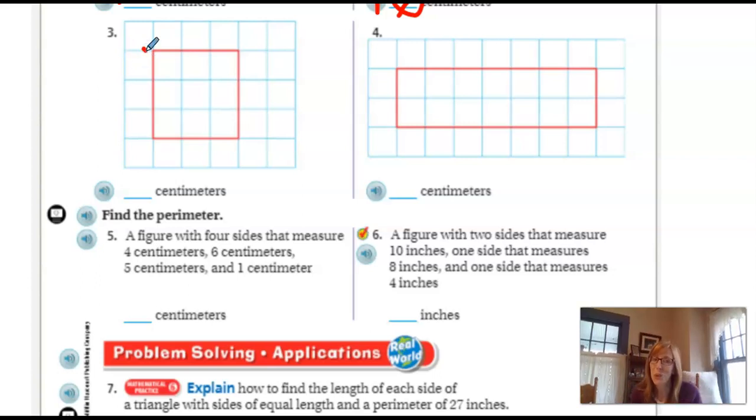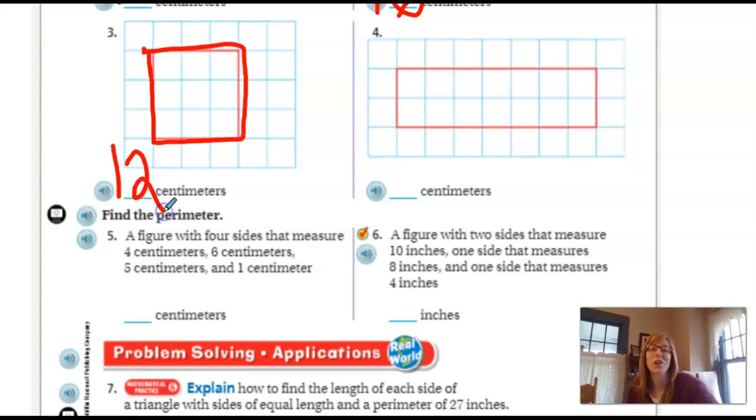This looks like a square. So just think to yourself, a square has 4 sides, all the same length. And you can see it is 3 on one side. So that means all 4 sides are 3 centimeters. So do you already have it in your head what the answer should be? All right, let's draw and check. Here we go. 1, 2, 3, 4, 5, 6, 7, 8, 9, 10, 11, 12. I hope you guys got 3 times 4 is 12, so it is 12 centimeters.